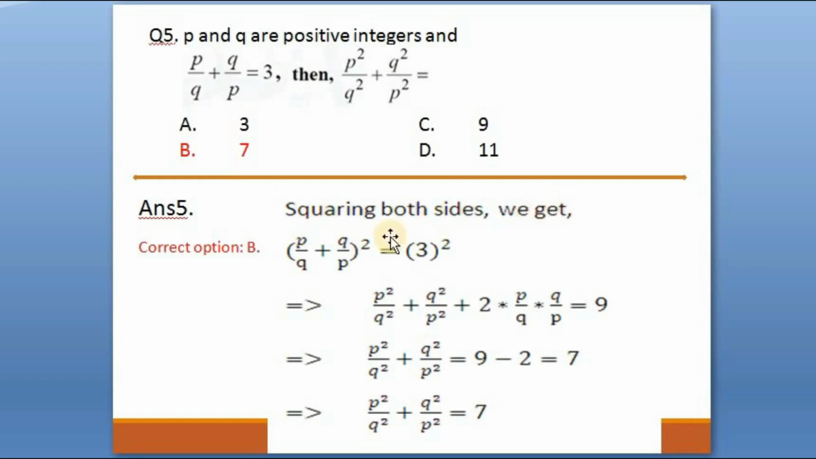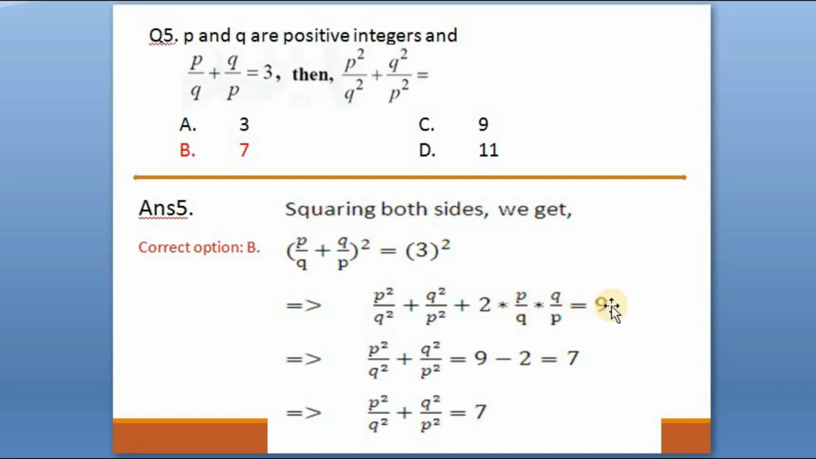3. By squaring on both sides, just apply the formula (a plus b) whole square, that is a square plus b square plus 2ab. So first term, that is (p by q) whole square or p square by q square, plus second term q square by p square plus 2ab, that is 2 into p by q into q by p. So here p and p cancelled out, q and q cancelled out, right? So this is equal to 3 square, that is 9.